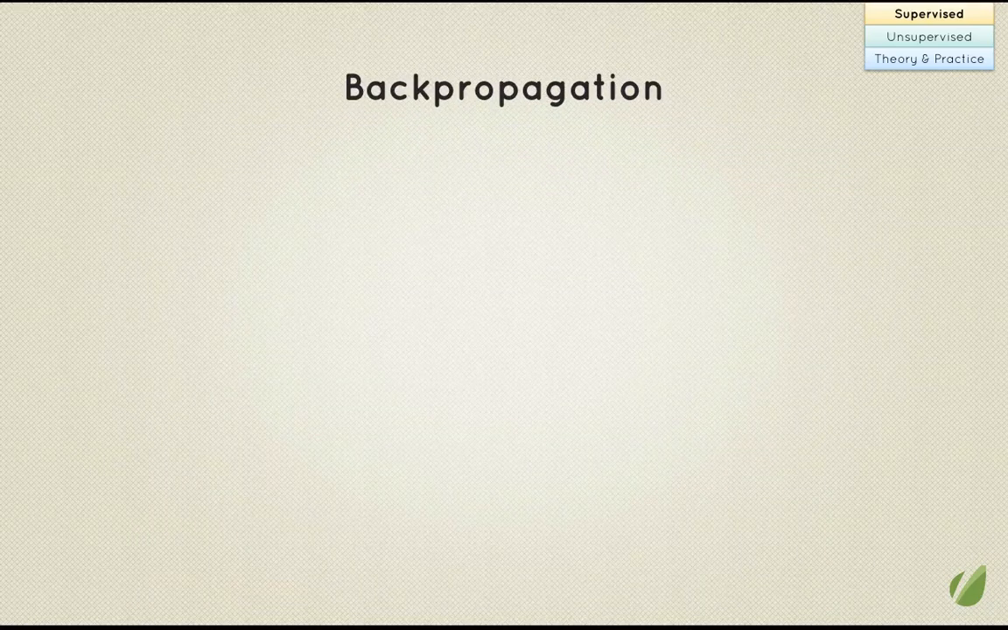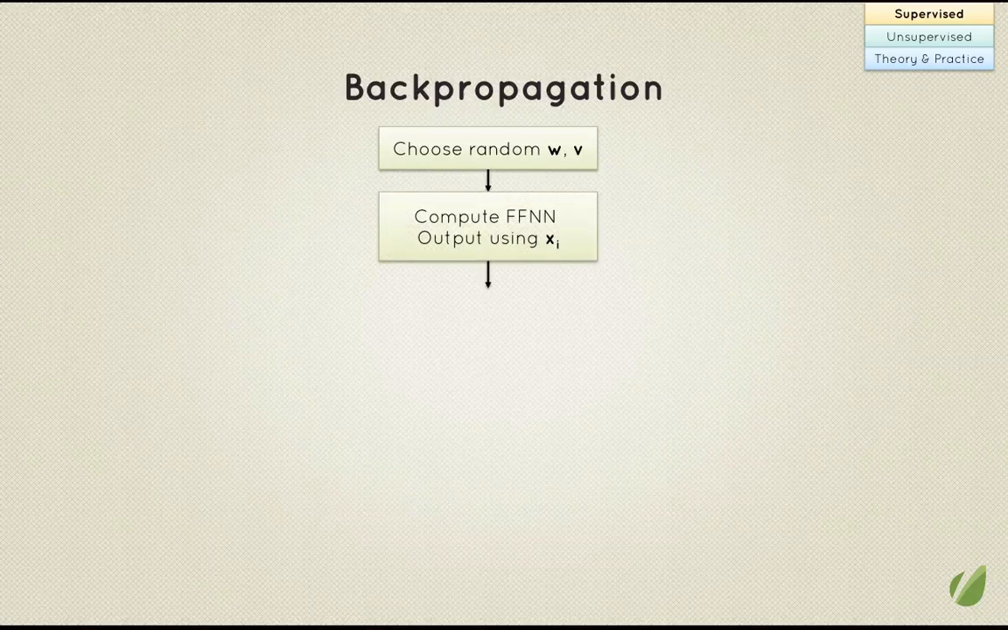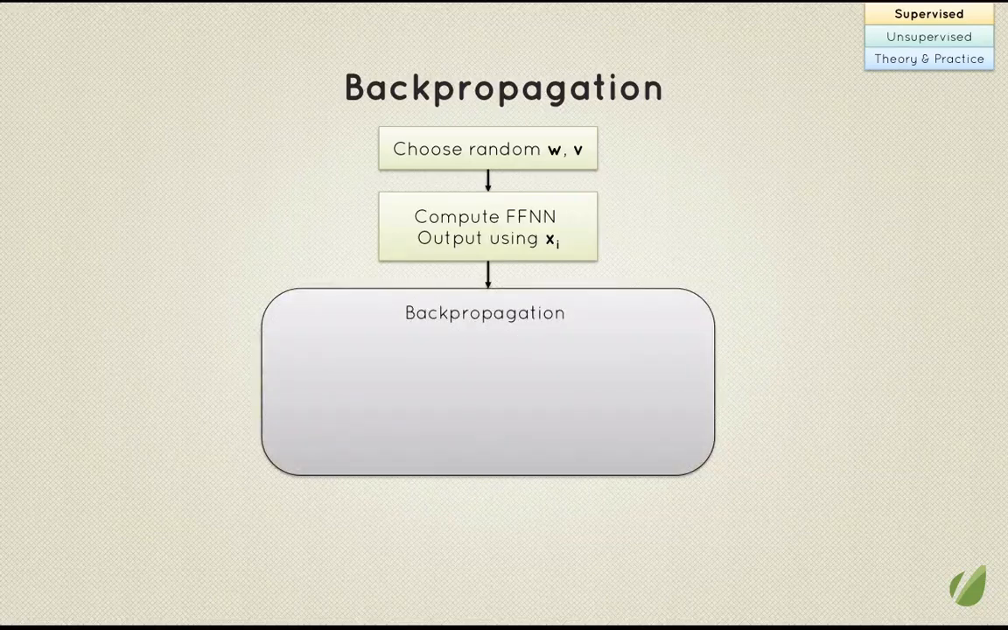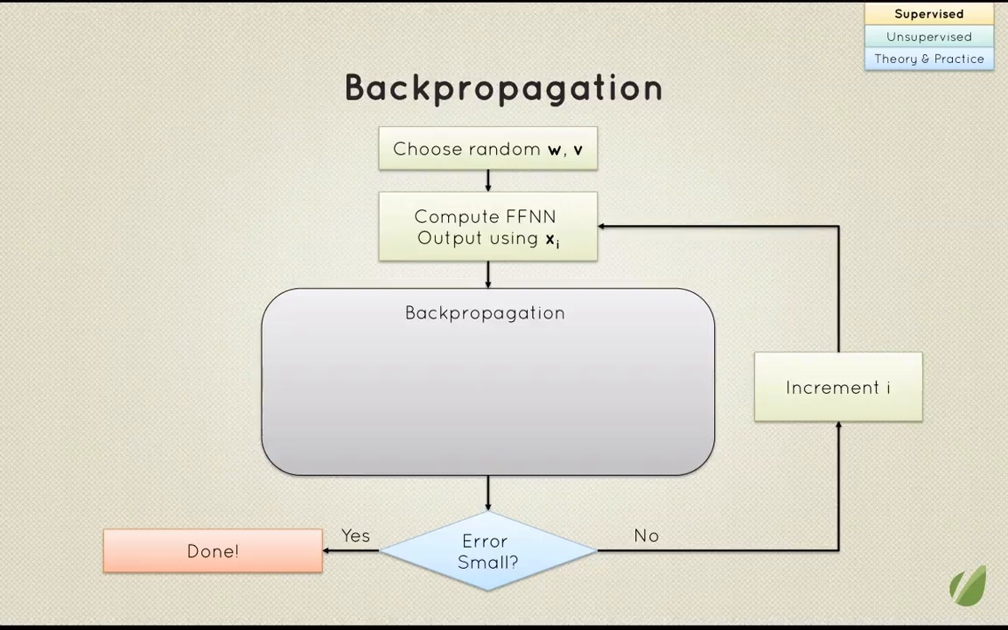Let's consider backpropagation as a flowchart. As I said, we first choose random weight sets, W and V. We'll compute the output of the neural net using some training instance, X sub I. After we've done that, we use the backpropagation algorithm. If the error is small enough, then we'll be done. If it's not, then we increment I, that is, go to the next training instance and compute its output and go back into backpropagation. So let's look at what goes on inside backpropagation in a little bit more detail.